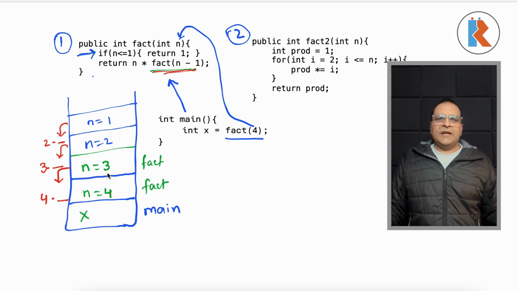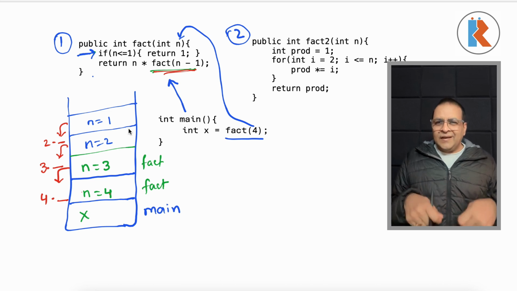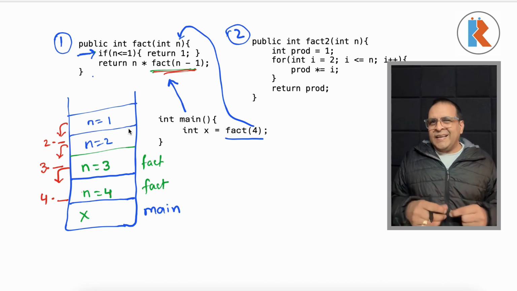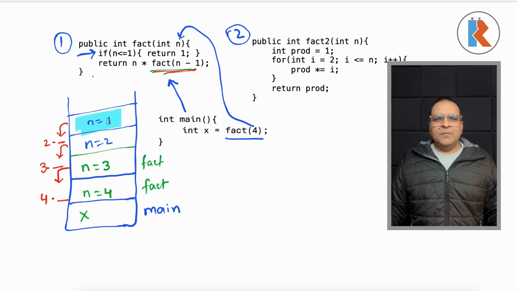Now there are 4 stack frames of the same fact function inside the memory, and the topmost stack frame represents the function which is under execution, whose instruction is getting executed. In the topmost function, because n is equal to 1, this condition is true, so this function will return 1. When it returns 1, the stack frame will be deallocated. So I can rub it, but I'm just crossing it out. So crossing it out means that this memory is now free.